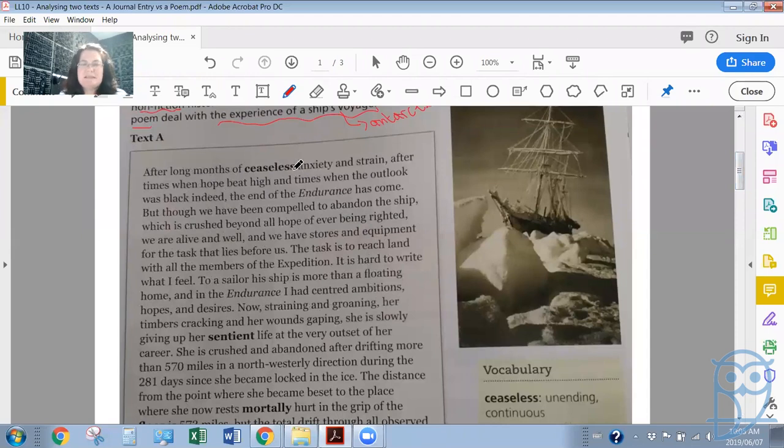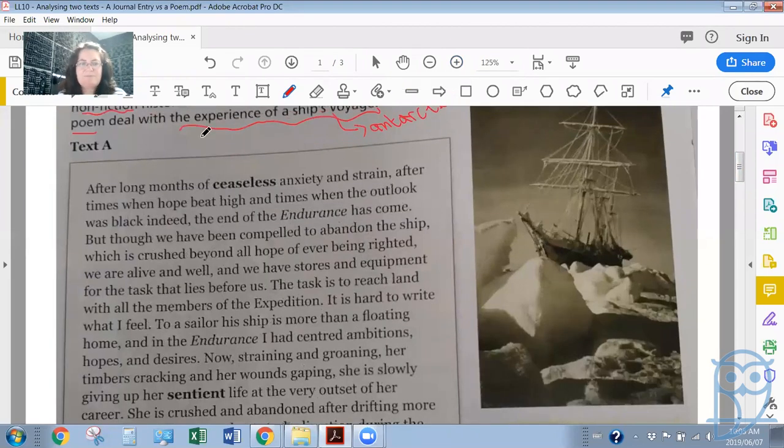Okay. After long months, before I begin, let me make this a bit bigger. After long months of ceaseless, never-ending anxiety and strain, after times when hope beat high and times when the outlook was black indeed, the end of the Endurance has come. And because this is in italics, the name, and we're talking about the Endurance, and we see a picture of a ship, we know this must be the name of the ship. So the end of the Endurance has come.